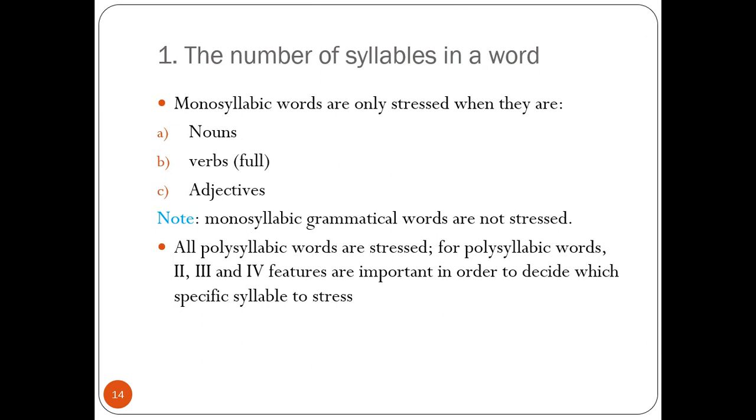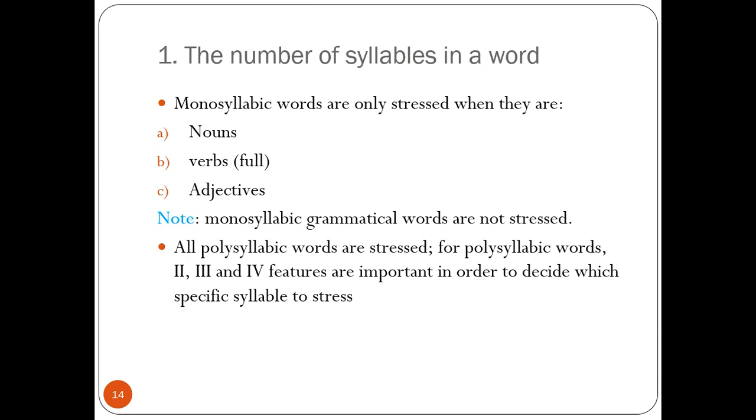Now look at those words which are made of two or more syllables, what we technically call polysyllabic words. All polysyllabic words are stressed. Keep this in mind: every polysyllabic word is stressed, irrespective of the class. A word made of two or more syllables is stressed. There must be one stressed syllable in that word. For polysyllabic words, we need to understand the second, third, and fourth features.